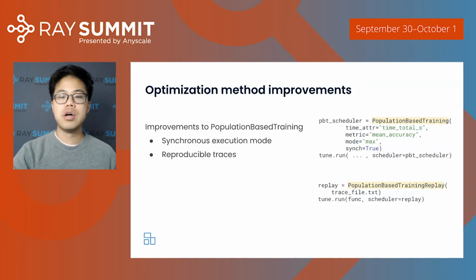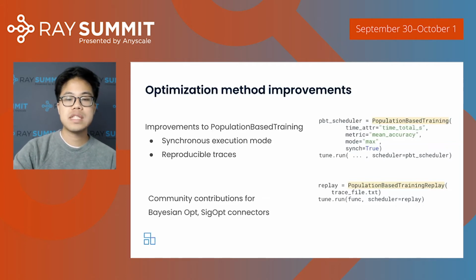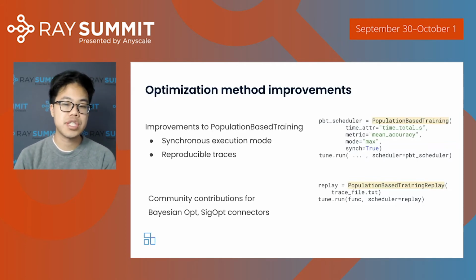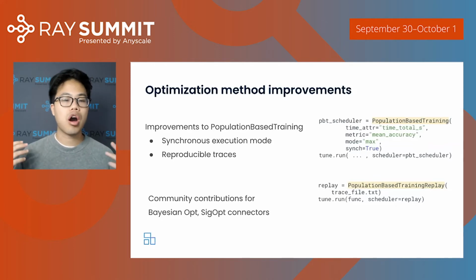In addition to these new advancements in PBT, we've also received a large number of community contributions improving our Bayesian optimization mechanism and also our wrappers for external libraries such as SigOpt.